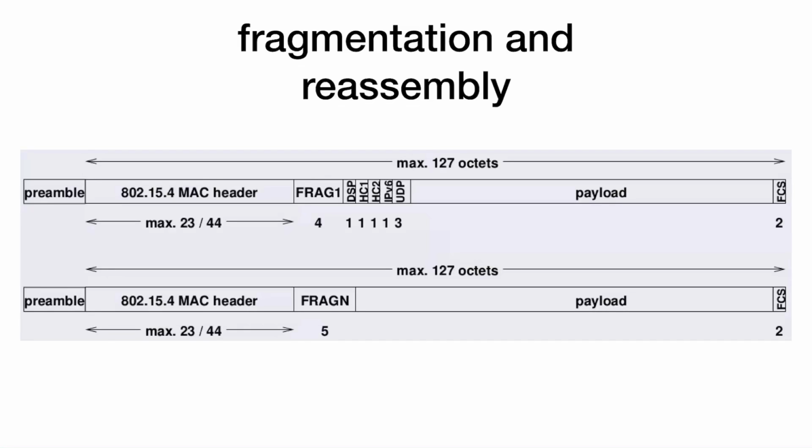The 802 MAC header is 23 or 44 bytes, without security or with security. First fragment is 4 octets, then dispatch code, header compression 1, compression 2, IPv6, UDP 3. The remaining is the total payload. This is for frag 1, meaning the first fragment. For subsequent fragments we use frag n. Here we are totally using 5, and the remaining is used for the payload. So this is how the fragmentation and reassembly happens.